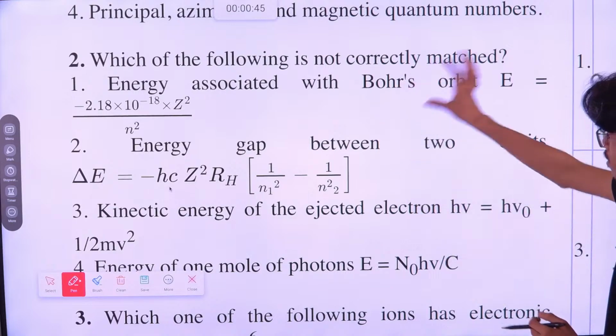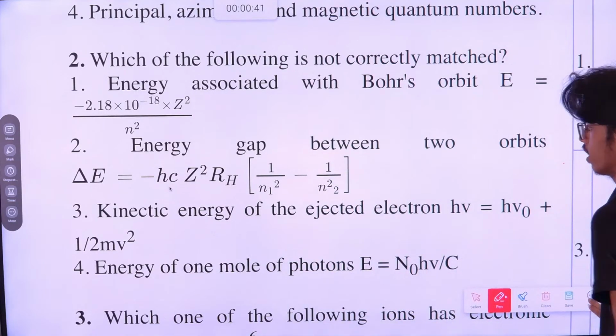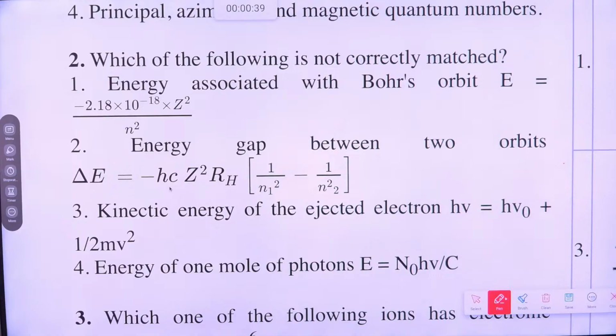So energy associated with this, kinetic energy this. I'll remove this from here. Out of these 4 options, which one is the answer? Let me just check your chats, guys. Priya, Shraddha, try to answer.